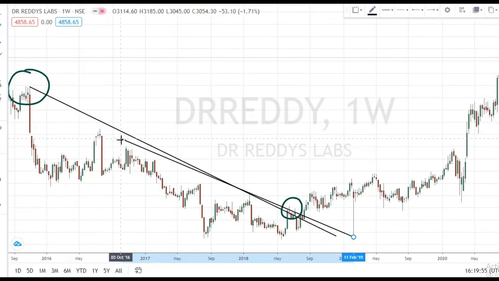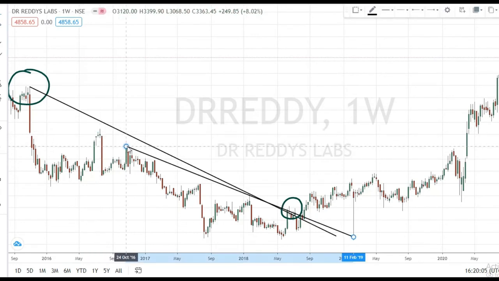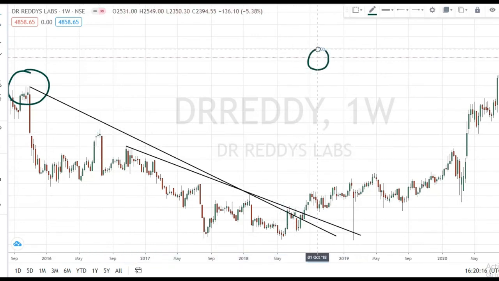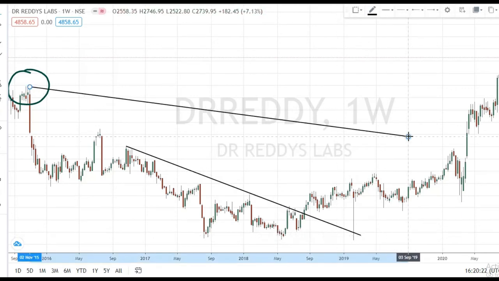This doesn't look better. Well, this doesn't look so good. Let me go and attach to the next point. Well, this line is a little better. Let me remove the first trend line that I had drawn.